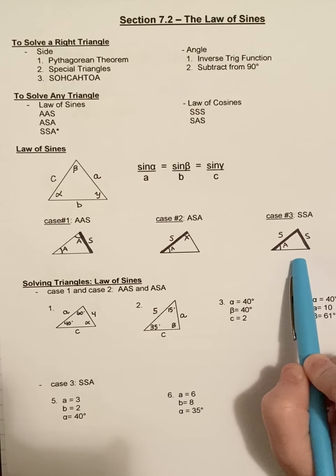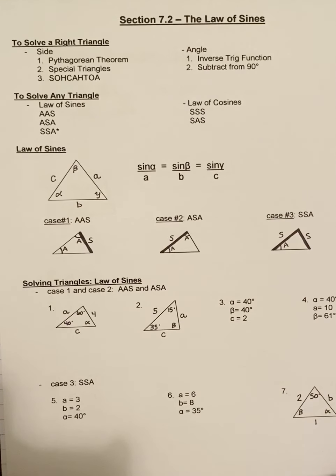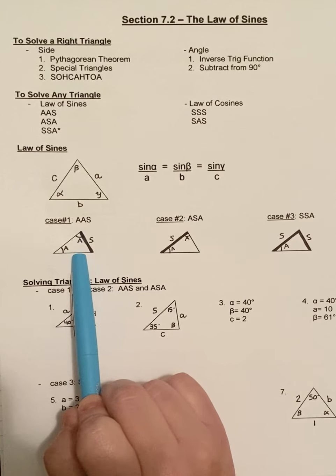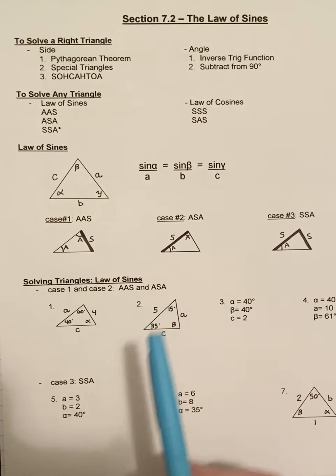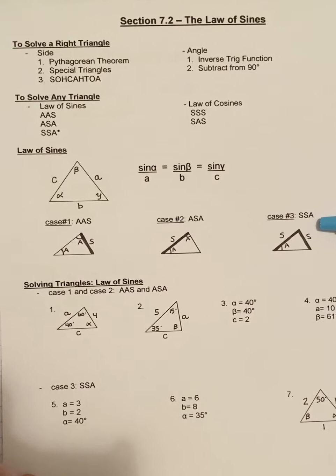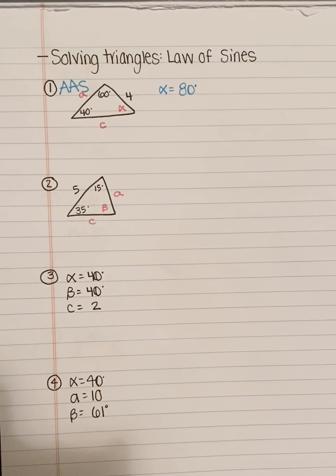So what we're getting ready to do is solve these seven problems right here. The first four problems are going to deal with the first two cases, angle, angle, side, or angle, side, angle. Problems 5, 6, and 7 are going to deal with my third case, which is side, side, angle, the ambiguous case. All right, so here we go. Let's start into these seven problems.